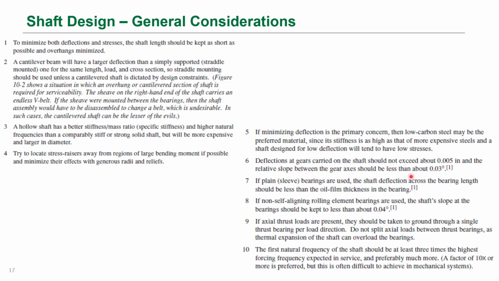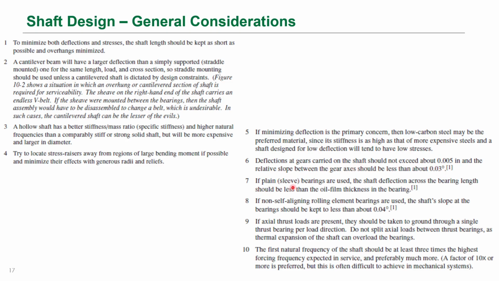The relative slope: again, we can get the deflection from the integration of the moment diagram over EI, and then we can get the slope as the integration of the deflection diagram over EI. So we want to keep the slope between gear axes to be less than 0.03 degrees. What that means is when you have loads and you get your shaft deflection, you cannot have excessive deflection around the gears and gear axes, or excessive slope between the gear axes. So you want to minimize the deflection and the slope.